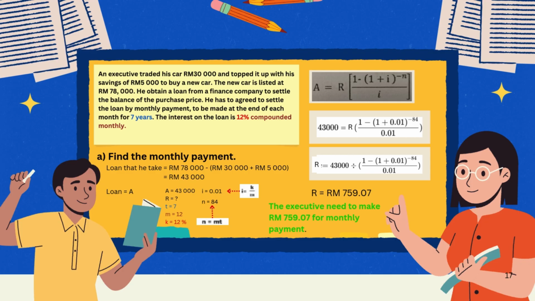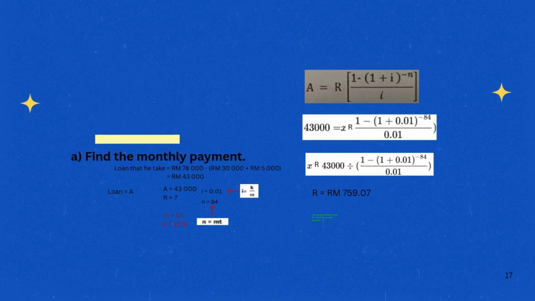So we just substitute the information into the formula. 43,000 equal to R bracket 1 minus bracket 1 plus 0.01 close bracket to the power of negative 84, divided by 0.01. So we exchange the places, as we learned in middle school. R equal to 43,000 divided by 1 minus 1 plus 0.01 close bracket to the power of negative 84 divided by 0.01. So R equal to 759 and 70 cents.